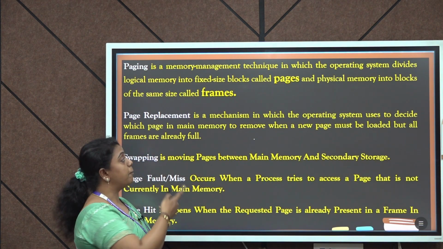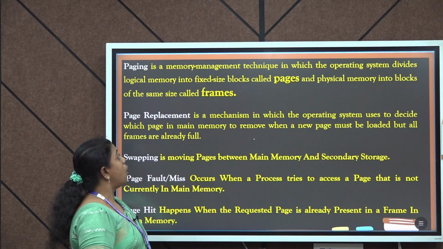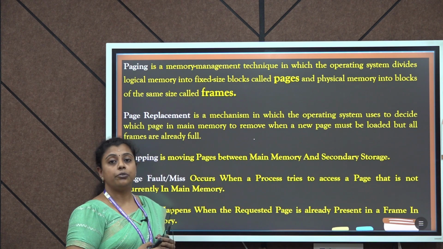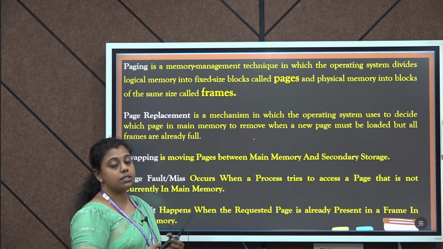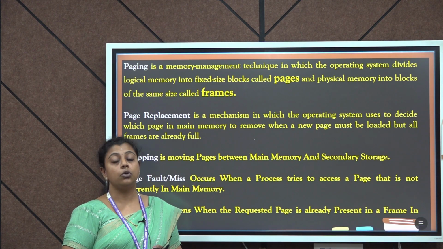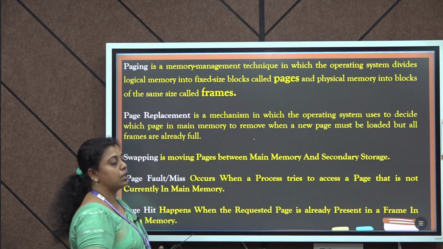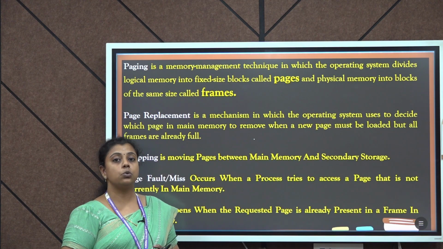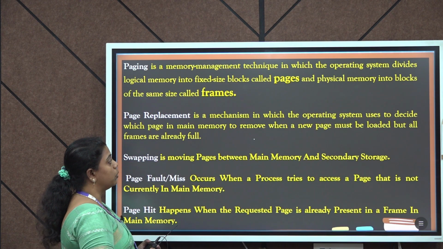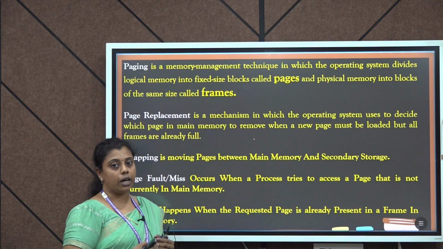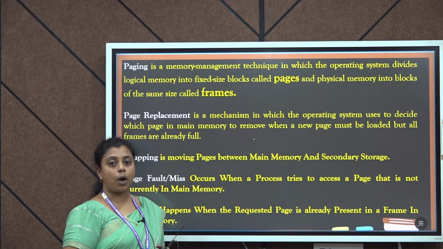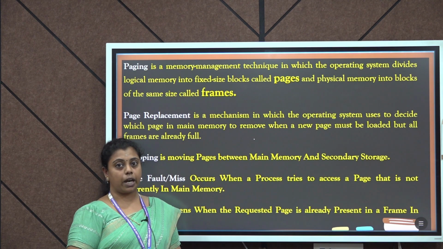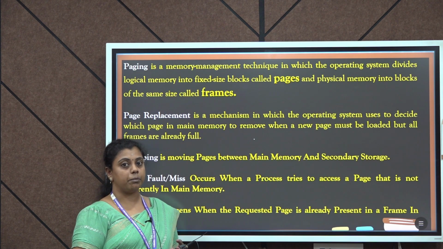Paging is a memory management technique in which the operating system divides the logical memory into fixed size blocks called pages, and the physical memory into fixed size blocks called frames. Next, page replacement. Page replacement is a mechanism used by an operating system to remove the pages which are no longer needed. Then swapping. Swapping is a concept used for moving pages from main memory to secondary memory and from secondary memory to main memory.